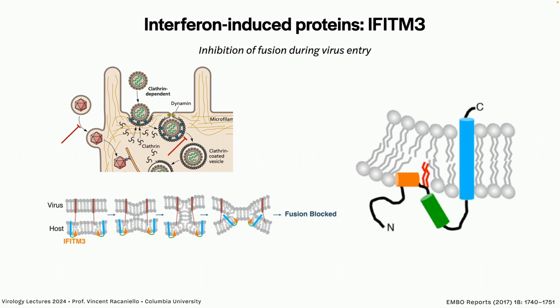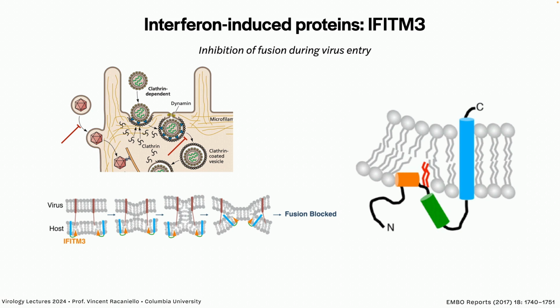This is another one, IFITM3. This inhibits fusion. So IFITM3 is this protein on the right here that has a transmembrane segment, that's the blue part, that's the phospholipid bilayer, right? So the protein sticks in there, but then it has an alpha helix and some lipids attached to it that make it insert into only one of the leaflets of the membrane. So the effect of that is it blocks fusion.